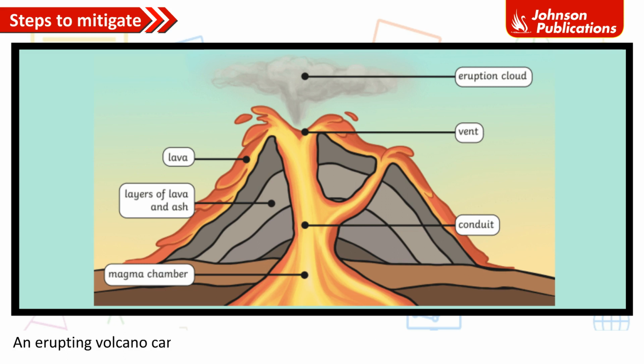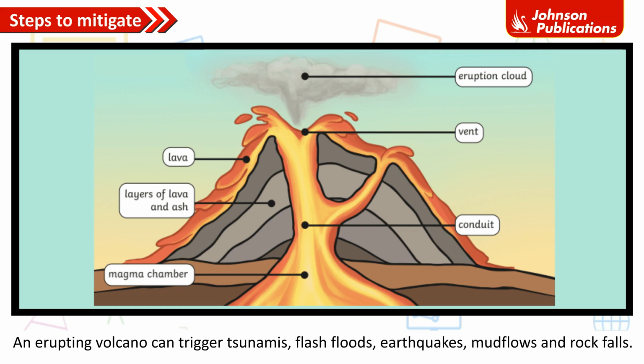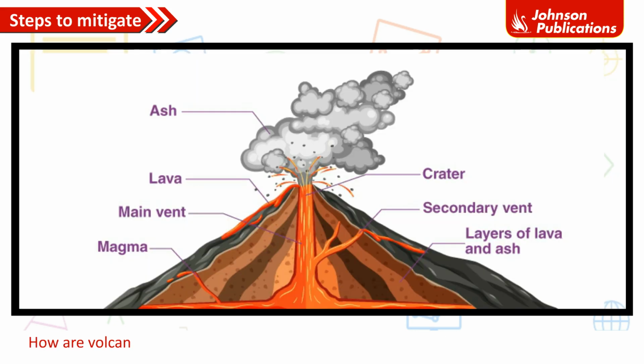An erupting volcano can trigger tsunamis, flash floods, earthquakes, mud flows, and rock falls. How are volcanoes formed?